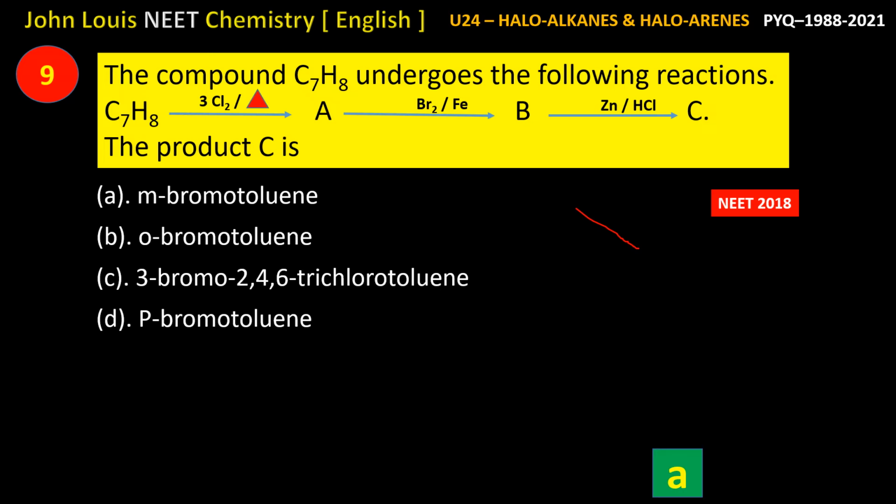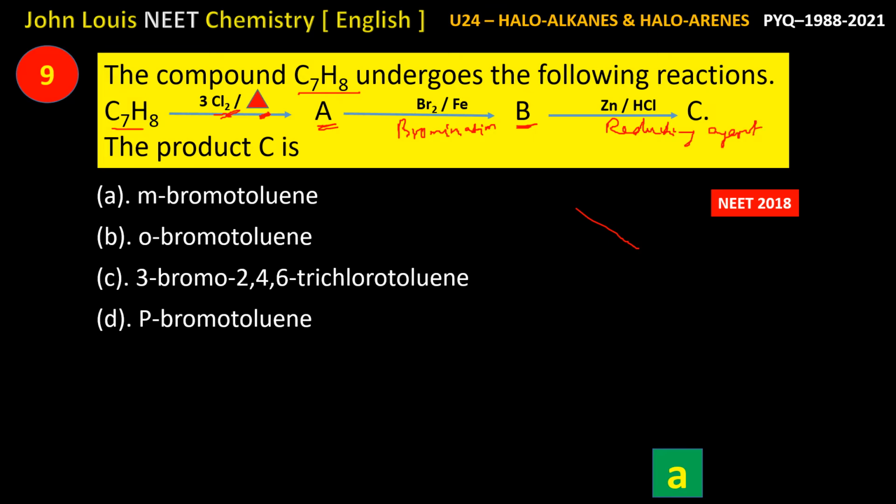The compound C7H8 undergoes the following reactions. C7H8 is treated with chlorine and subjected to heat, and we will get A. Then bromine and Fe, you will get compound B, and then zinc and HCl. So A to B is bromination, and B to C, zinc and hydrogen chloride, is a reducing agent.